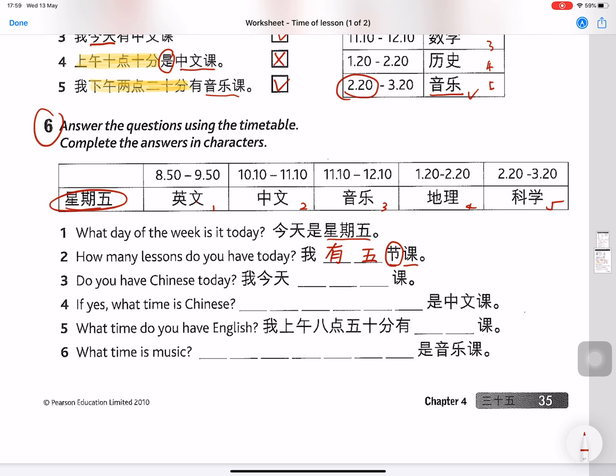Now number 3, do you have Chinese lesson today? And you can see here is Chinese lesson. So I today, 我今天, don't forget that you need to say 有 have and then 中文课. So I have Chinese lesson today. Number 4, if yes, what time is Chinese? So at 10:10 is the start of Chinese lesson. And you can see you actually have 1, 2, 3, 4, 5, 6 blanks. And 10:10 is 10点10分. Now you need to think, oh, how do I fill up 6 blanks with only 4 characters? You can add the period of the day, which is morning, 上午. And then you say 10点10分.